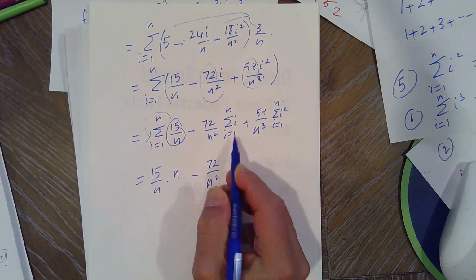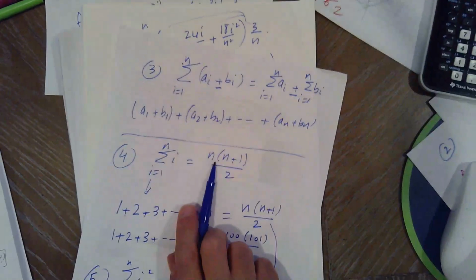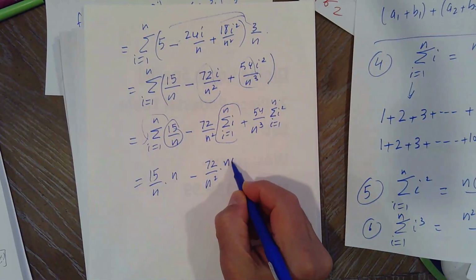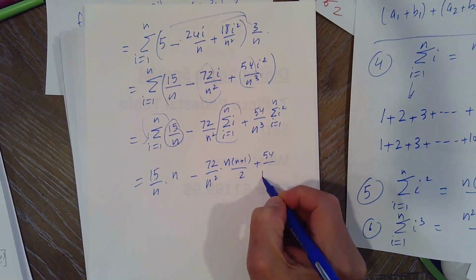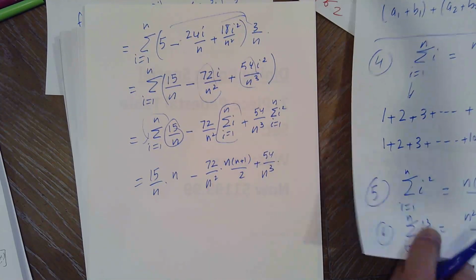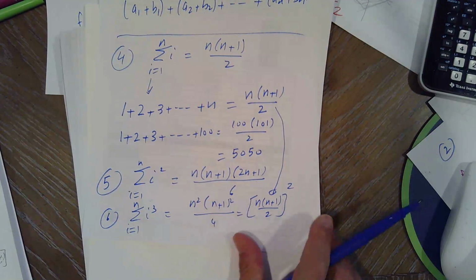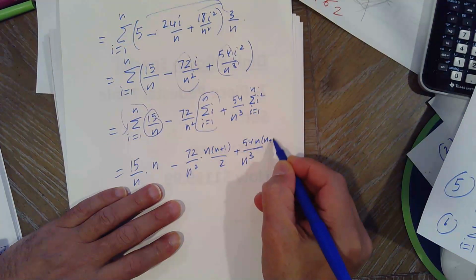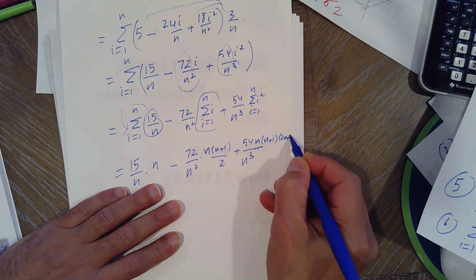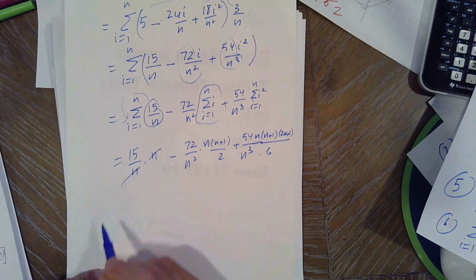72 over n squared. Remember we just talked about these formulas. The sum of i is n times n plus 1 over 2. And then 54 over n cubed, the sum of i squared right there, is n times n plus 1 times 2n plus 1 over 6. Over 6, so that cancels that.